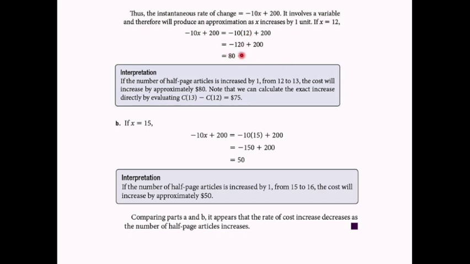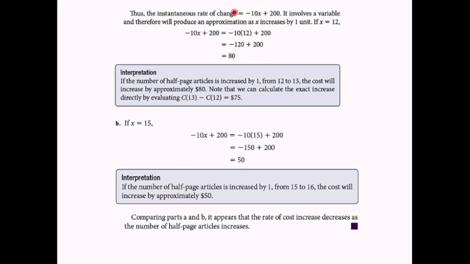What that means, remember, this is a slope or a rate of change specifically at that point x equals 12. The numerator is the change in our dependent variable, which is the change in the cost. And the denominator is the change in our independent variable, which is the change in the number of half-page articles. So this tells me when the company produces 12 half-page articles, at that point, if we wanted to increase the number of half-page articles by 1, that would cost $80.